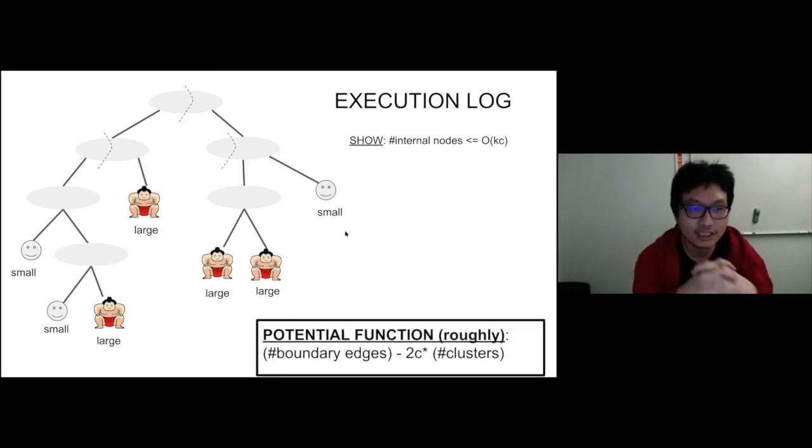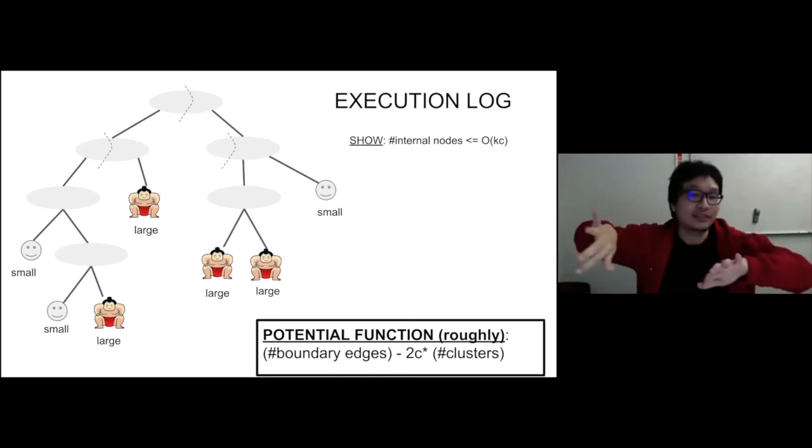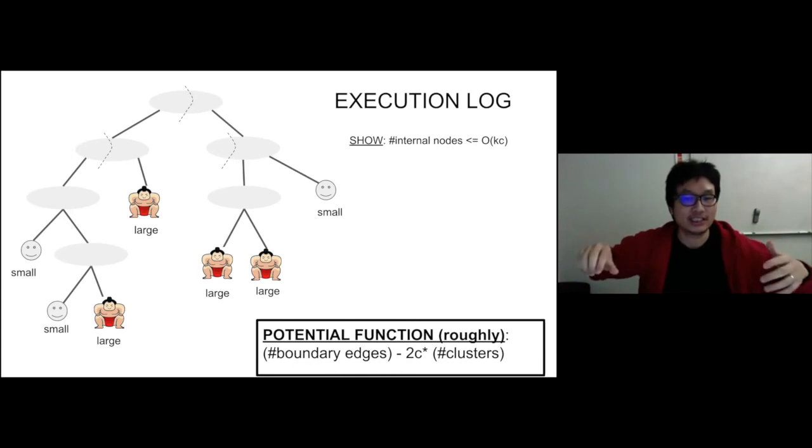So I want to say that I do not make such cuts too often. And the way I show it is we are going to use some potential function. Our potential function is just the number of boundary edges minus 2c times the number of clusters. In the beginning, I have one cluster. And the boundary edges is k times c, so it's just the number of pulled-out terminals. So in the beginning, this potential function is k times c minus 2c.